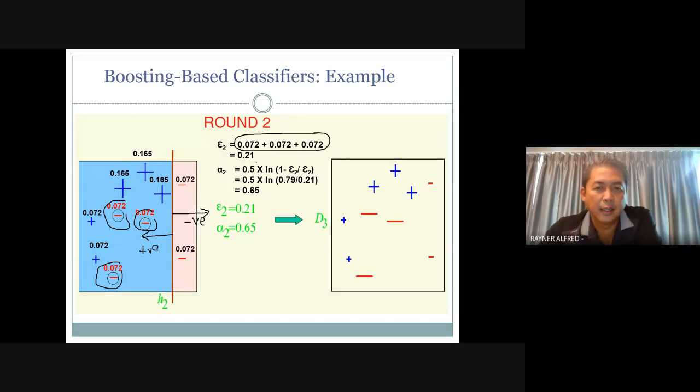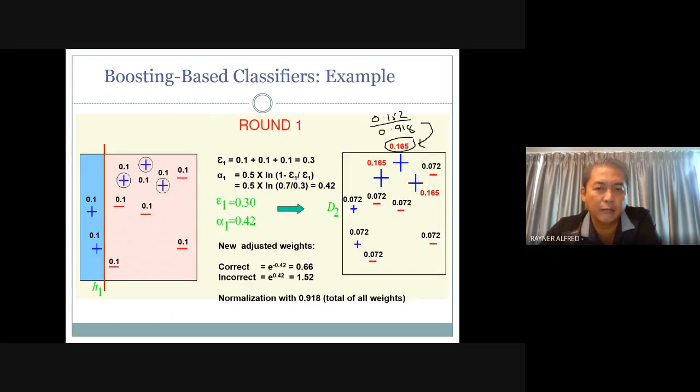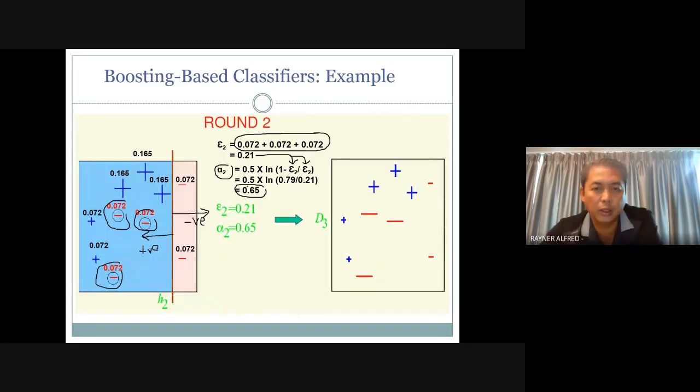Okay, so we apply that one here and here, then we get the weightage of the classifier that we have, which is 0.65. In the previous one, we have 0.42. So this is model 1, this is model 2. Okay, so how do we adjust them?